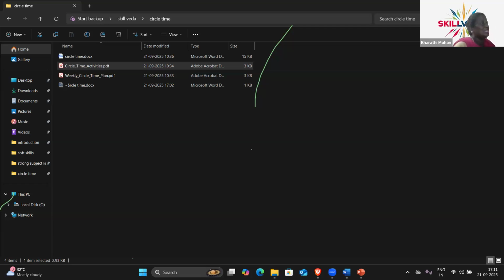Then in the initial stage, like an icebreaker, we can say, pass a smile. You smile at a person, and then that person passes a smile. All those things.